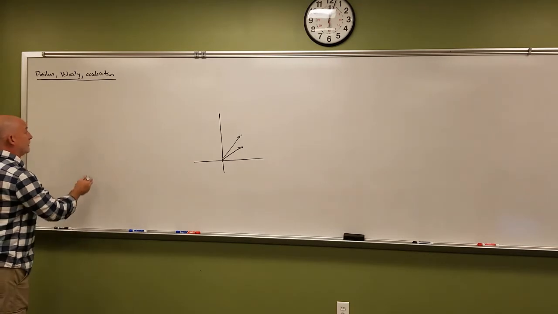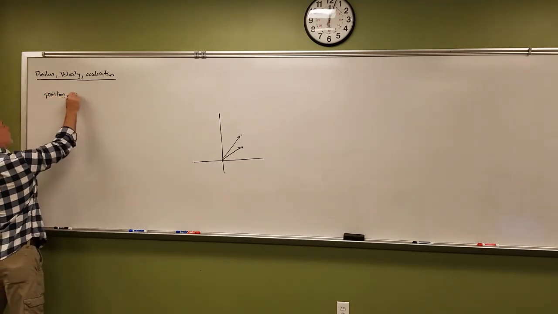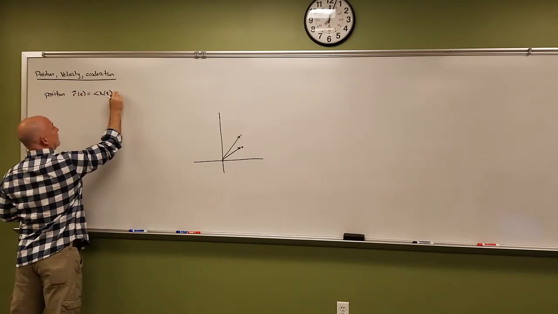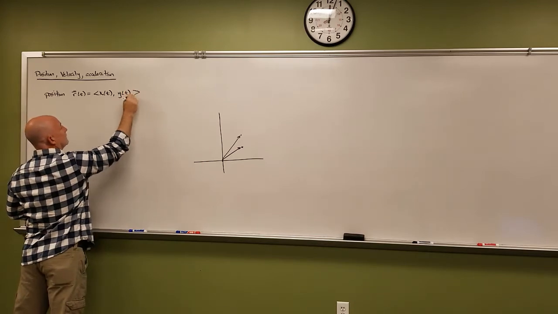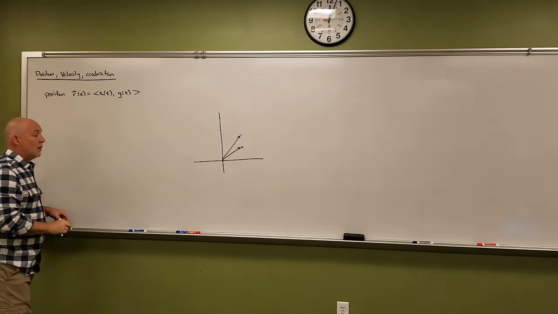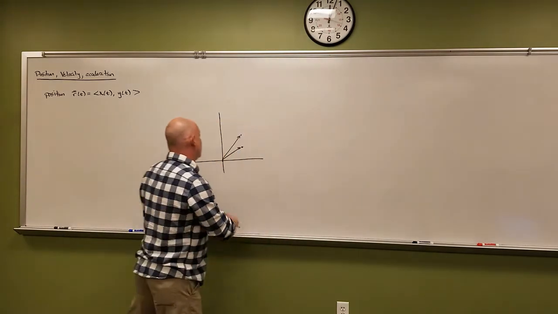So in problems like this, we're going to say an object's position is given by r of t, which we've already defined as x of t, y of t. And if it's in 3 dimensions, of course, we would have a z of t here also. So you can think about this as giving the position of an object at any given time t.